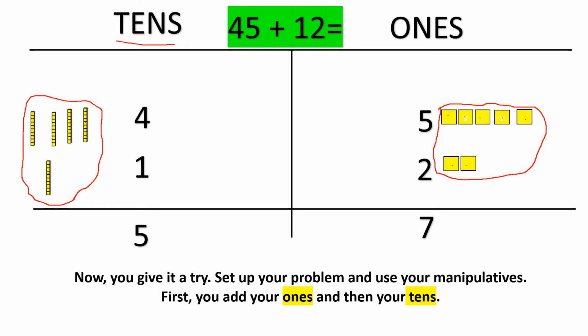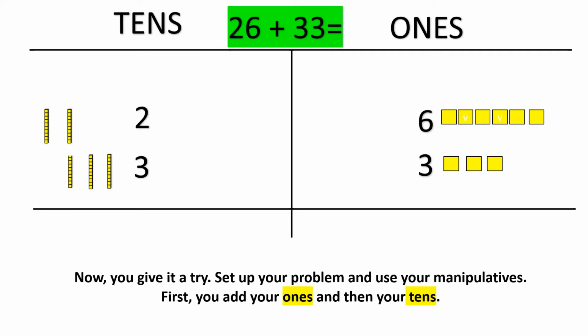If you remember from your video earlier this week, 57 is 5 tens plus 7 ones. Okay, clear your boards and let's get ready to do another problem.